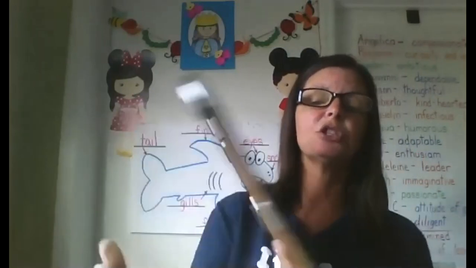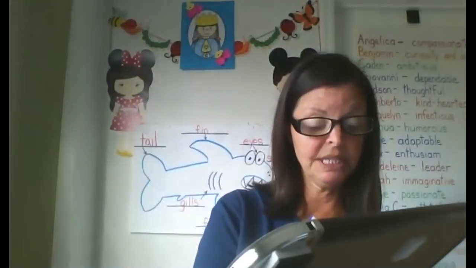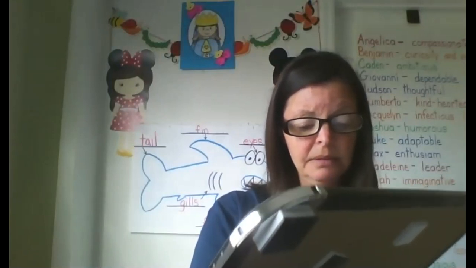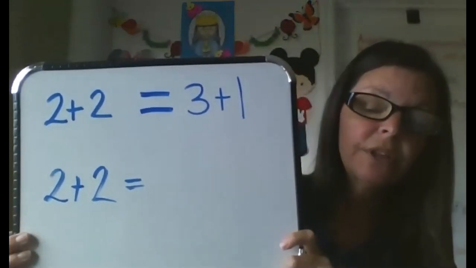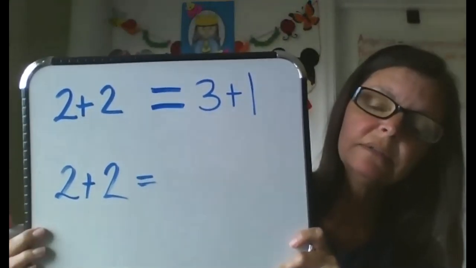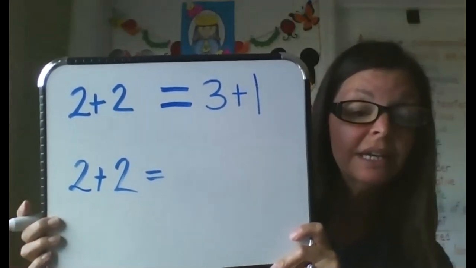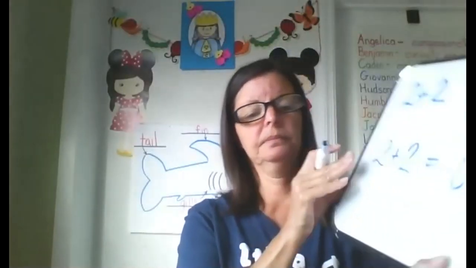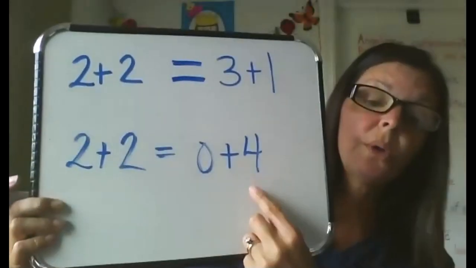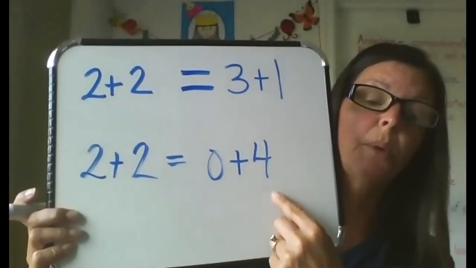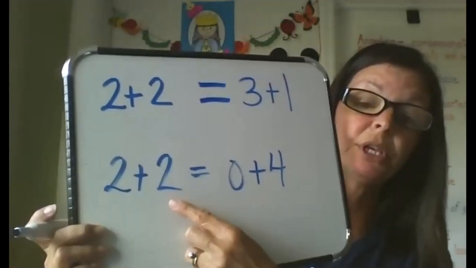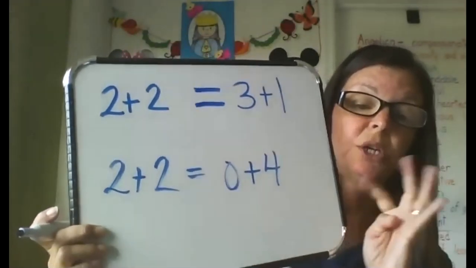So let's go back to that 2 plus 2 again. Is there a different way that we could make that an equivalent equation? You're right. We could also put 0 plus 4. Because we know that 0 plus 4 more is still going to equal 4, and we know that 2 plus 2 is going to equal 4.